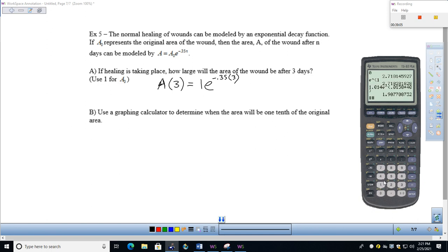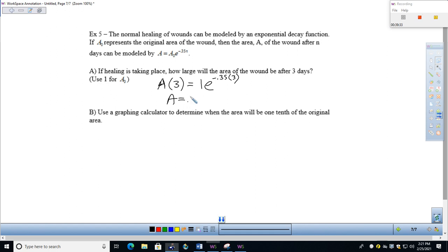All right, so I've got 1 times E raised to the negative 0.35 times 3. Again, when I use that button, it automatically raises because it was a base. And so getting about A equals 0.35. So if the wound had an area of 1, then now it has an area of 0.35, which, thinking about how we want to interpret the wording here, I would just say it's 35% of the original area. That's good enough.